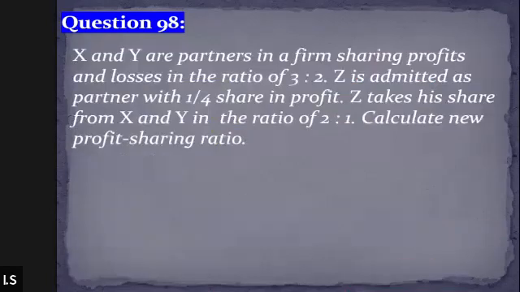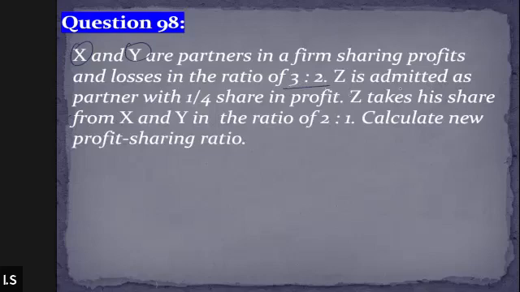All right. So question 98 says X and Y are partners in a firm sharing profits and losses in the ratio of 3:2. Z is admitted as a partner with 1/4 share in profit. Z takes his share from X and Y in the ratio of 2:1. Calculate new profit sharing ratio. Okay. So the question is telling us that there are two partners, X and Y. Their existing profit sharing ratio is 3:2.